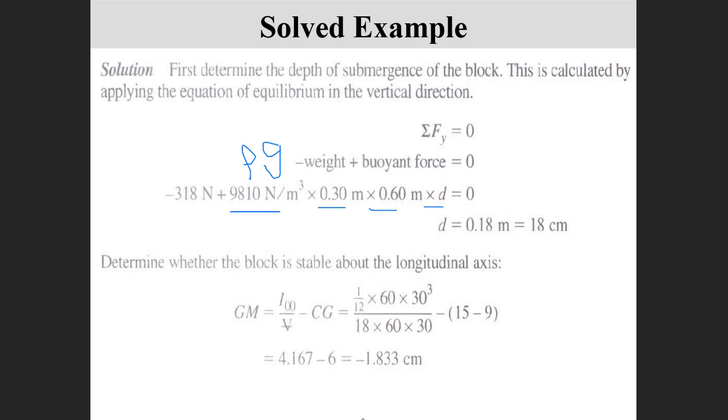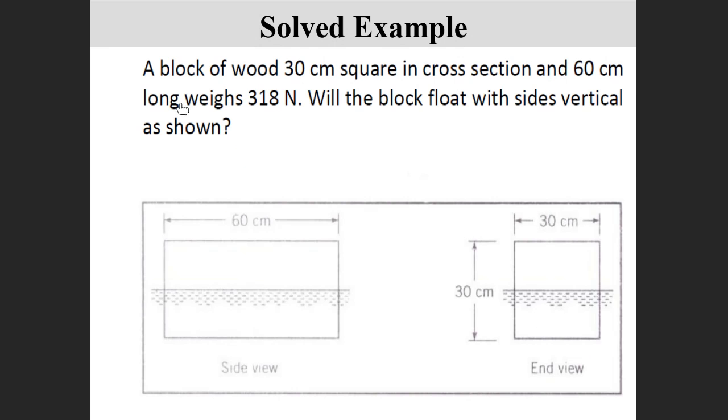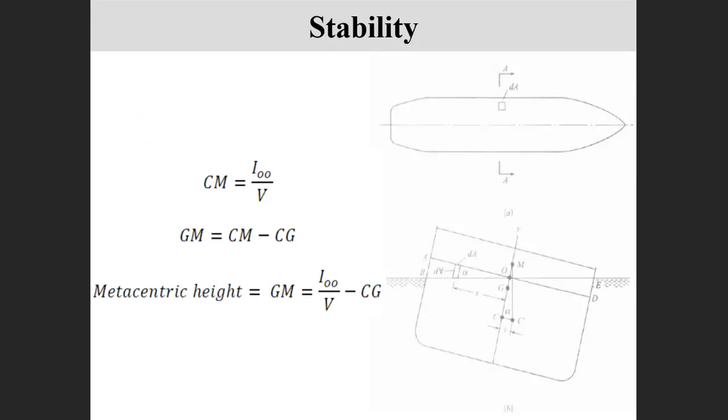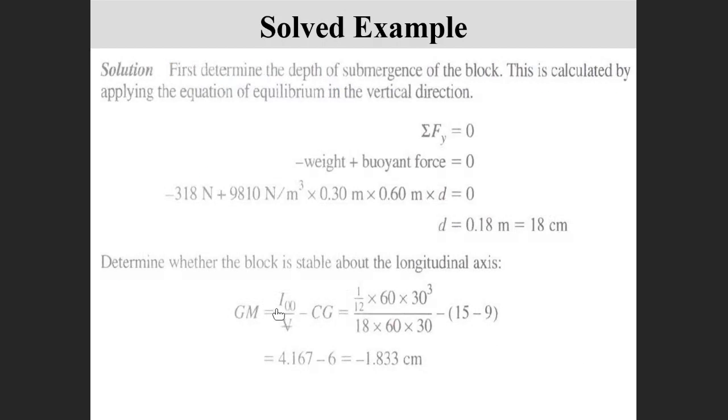So we got D. Now we know that the length submerged is 18, right? So what do we want? We want the metacenter point. We want to get GM, this distance, which is the second moment of inertia of the block divided by the volume submerged minus CG. And CG, the good news is we have it. CG is equal to the distance from the center of gravity to the center of buoyancy. Do you agree with him here? CG is 15 minus 9.